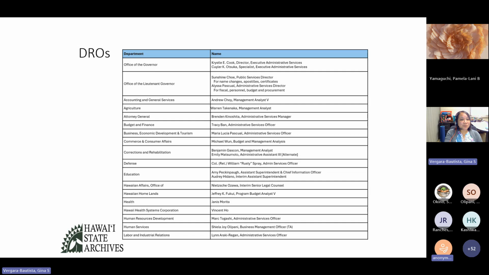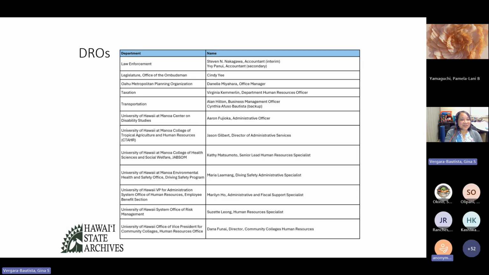So you could probably see who's yours. Here's the second half. As you notice, some agencies, like the University of Hawaii, have multiples. You can have multiples if you want that for your agency. That is because sometimes agencies are so big and the responsibilities are so varied that they prefer to have someone within a division to manage those records.